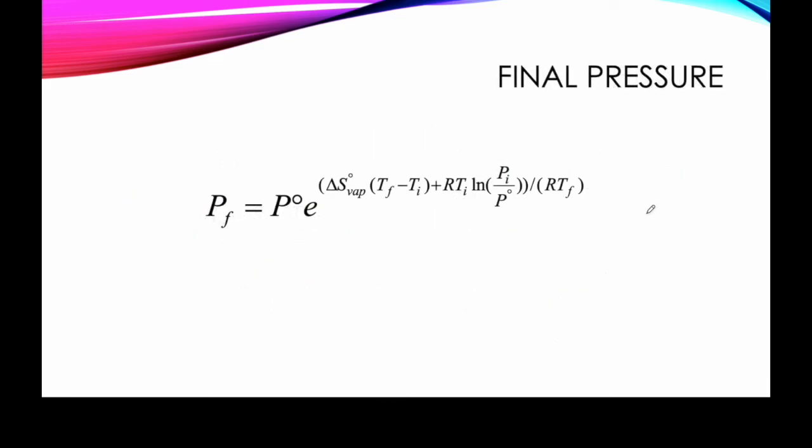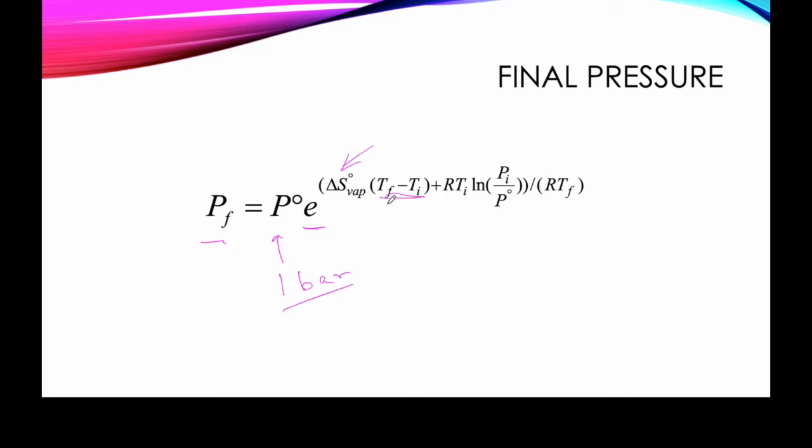Okay, so now we can just do some simple algebraic rearrangement, getting rid of the natural log by, of course, using the natural number e here as indicated. And so just solving for P sub f, this is what we get. P naught, of course, is 1 bar. Pressure, this is the entropy of vaporization, which is just the entropy of the vapor minus the entropy of the liquid.